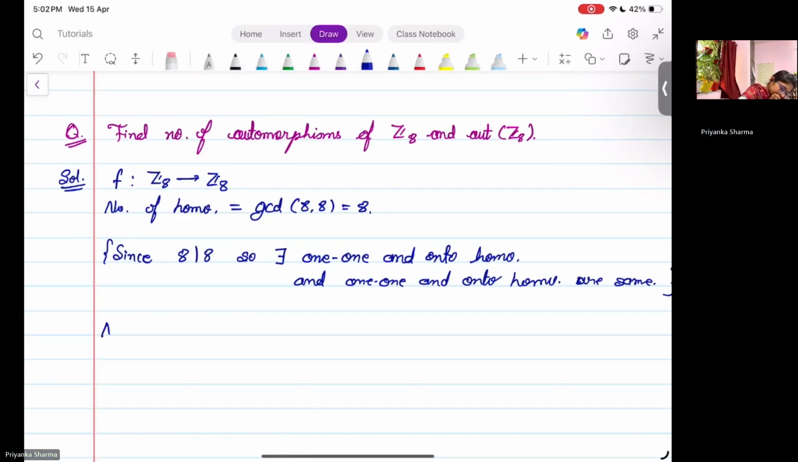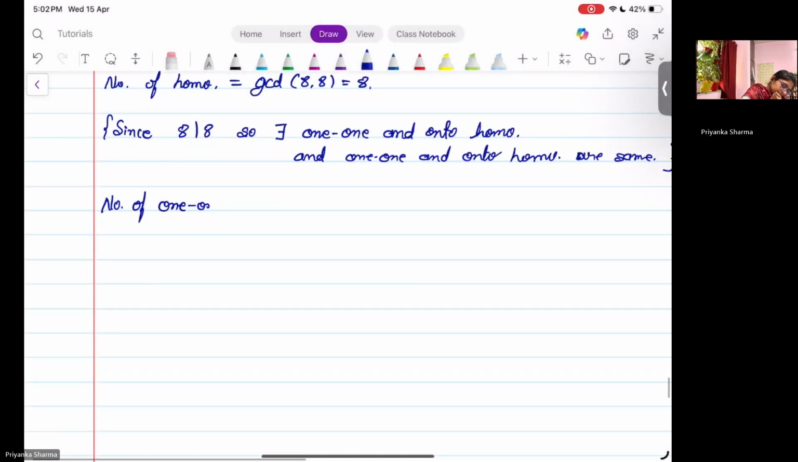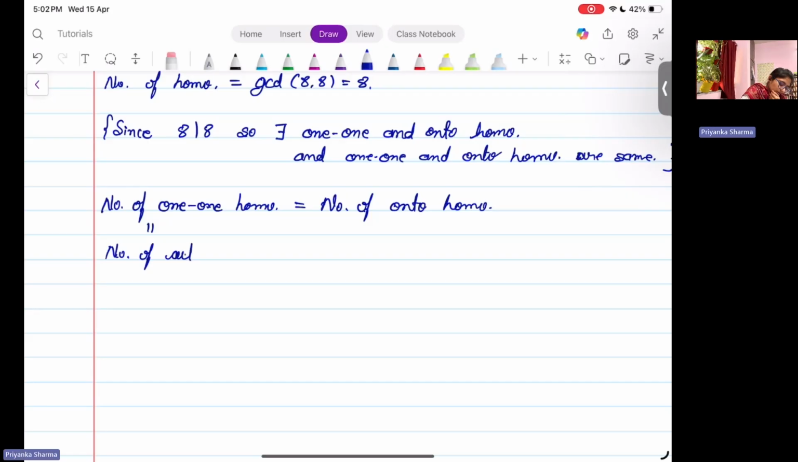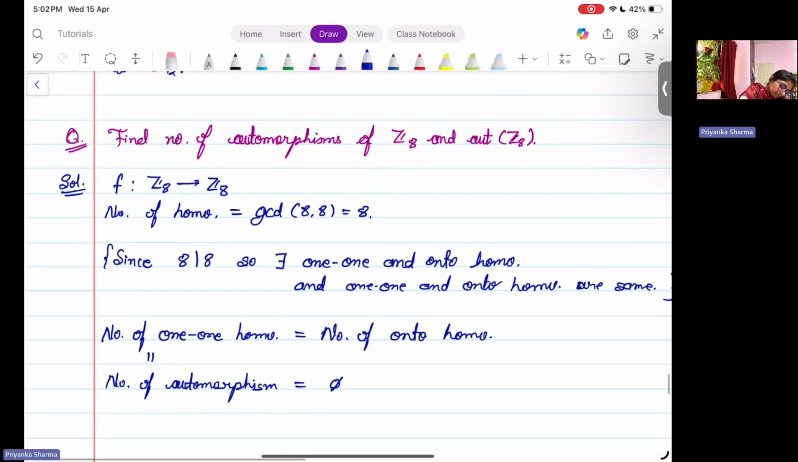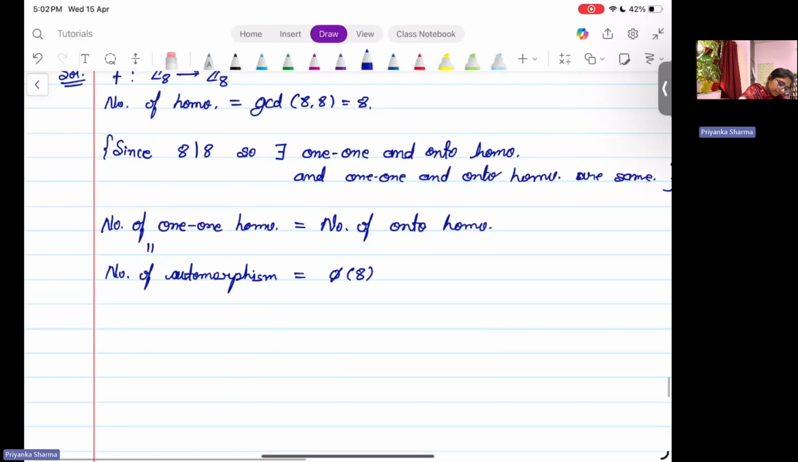Let me write it. Number of 1-1 homomorphisms, which is the same as the number of onto homomorphisms, which is the same as the number of automorphisms here. That will be phi of n or phi of m because both are the same. So this will be phi of 8 here. Okay.